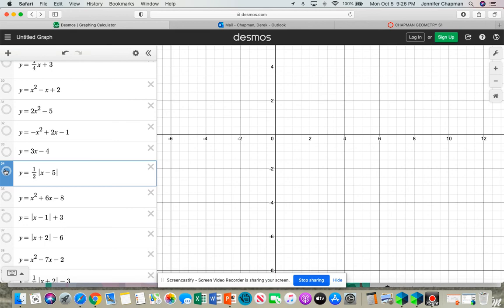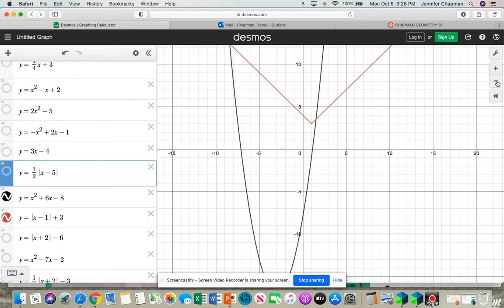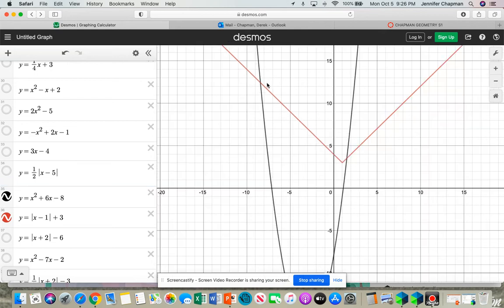All right, 4 more. 26, x squared plus 6x minus 8, and then equals, so no more inequality signs, so that's nice. The absolute value of x minus 1 plus 3. So we are looking at the parts where these two functions cross. You can see they're crossing in two intersection points. x equals negative 8.424, and x equals 1.531.